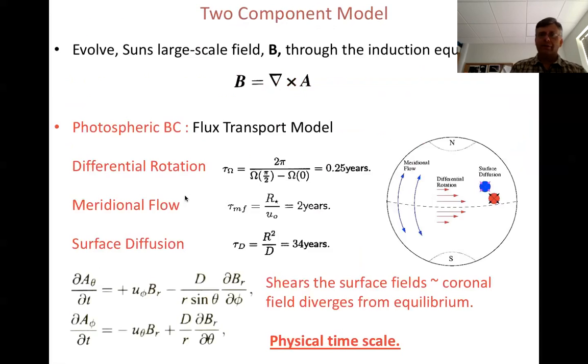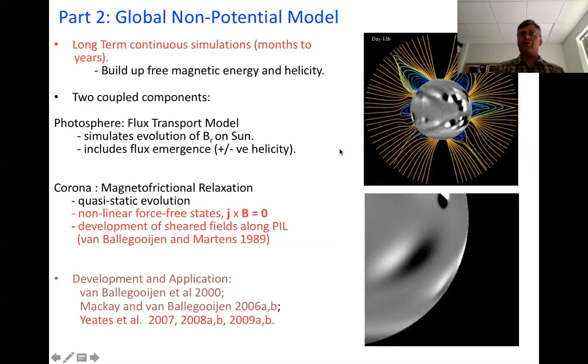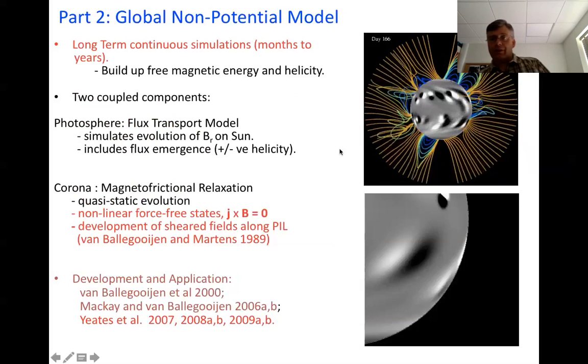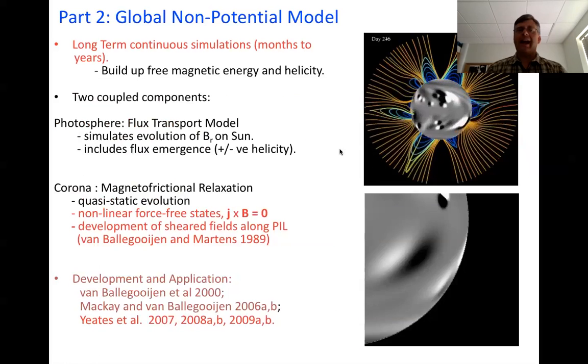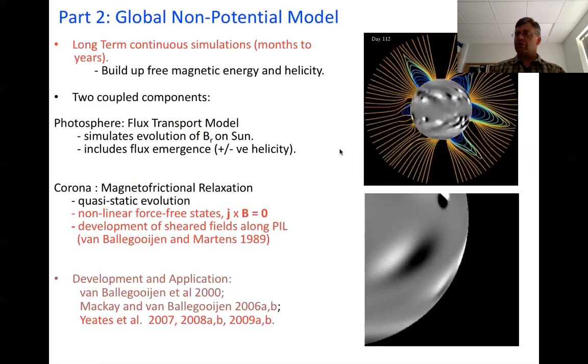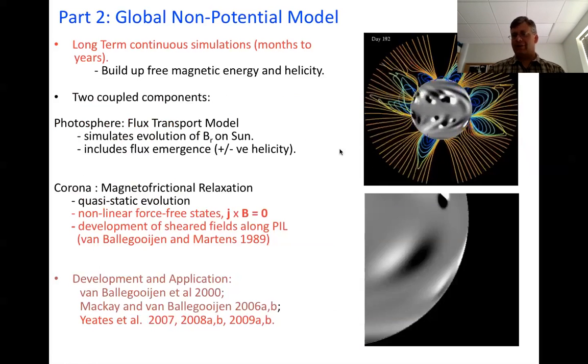So that now moves me on to the second part of the talk, and this is where I'm going to discuss the global non-potential model that I'm going to use in order to carry out this study. Now, for this global non-potential model, this is a model that I've worked on with other people for nearly 20 years now, where we've aimed to carry out long-term continuous simulations of the sun's large-scale magnetic field.